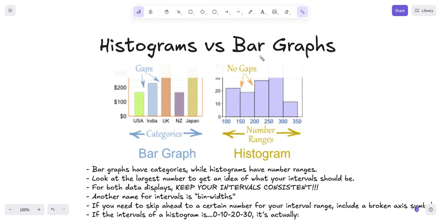The biggest difference is that in histograms, there's no gaps between the bars. They're all stacked next to each other, while in bar graphs, there's gaps. And there's categories, right? In a bar graph, every bar has a name or number, a category, while for a histogram, it's a range of numbers. For example, this is 100 to 150. This bar is 150 to 200. This bar is 200 to 250. So if it's a range of numbers, then it's a histogram. If it's categories, it's usually a bar graph.